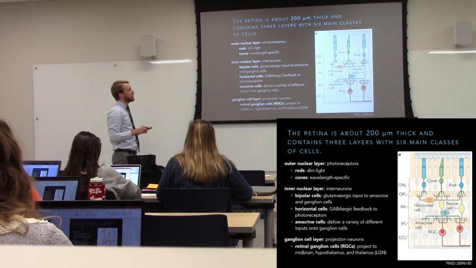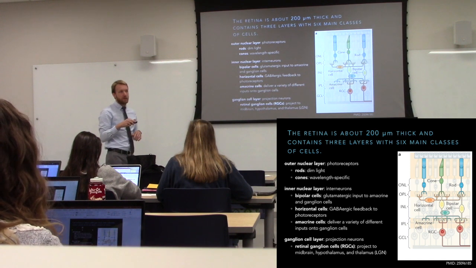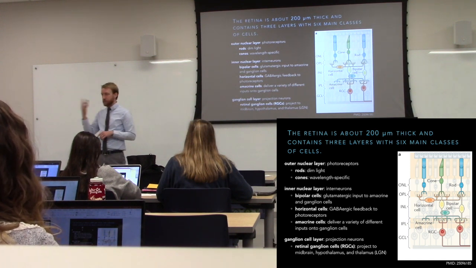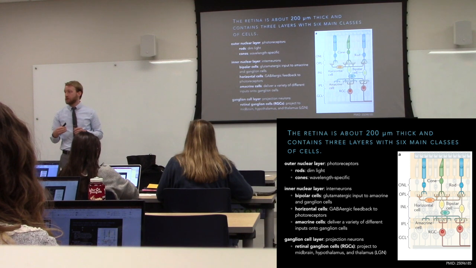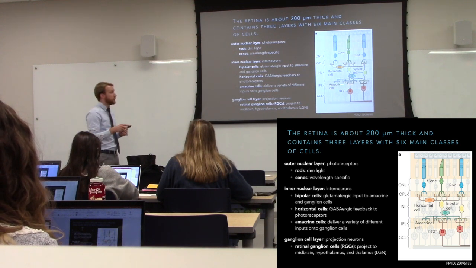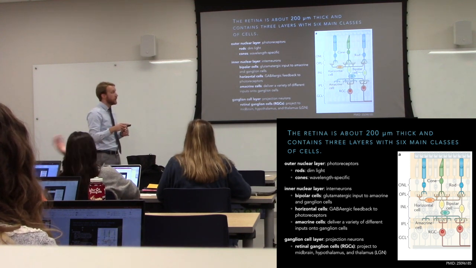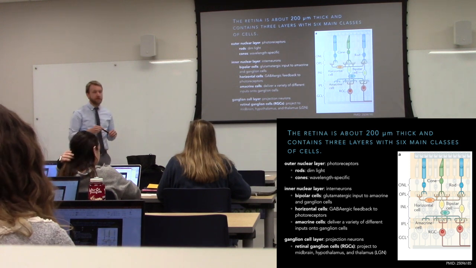We have three different cell types. The main one would be the bipolar cell. Bipolar meaning they just have kind of two ends, a very simple dendritic arbor that's hooked up to the cones and rods. So they get input from photoreceptors. Their targets are going to be the retinal ganglion cells and this kind of mysterious amacrine cell.